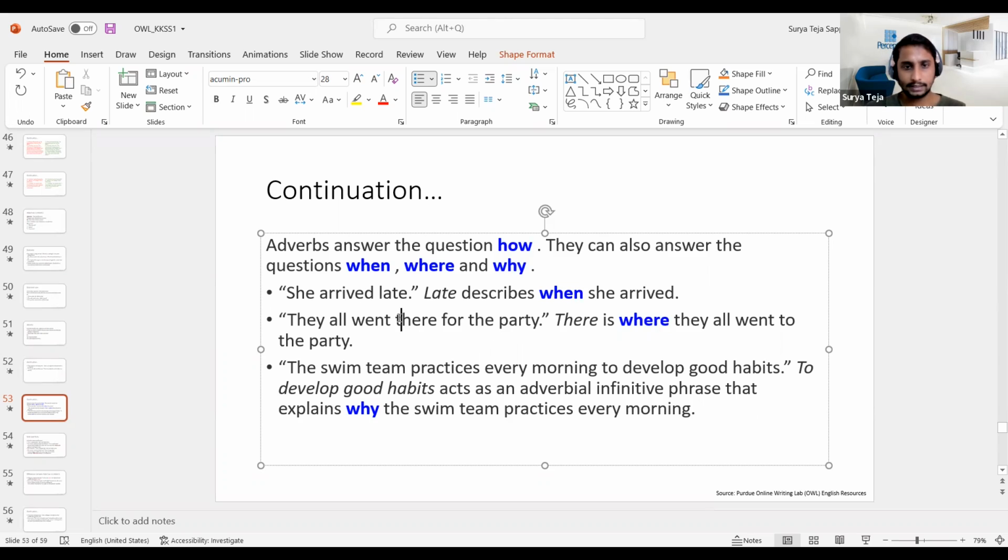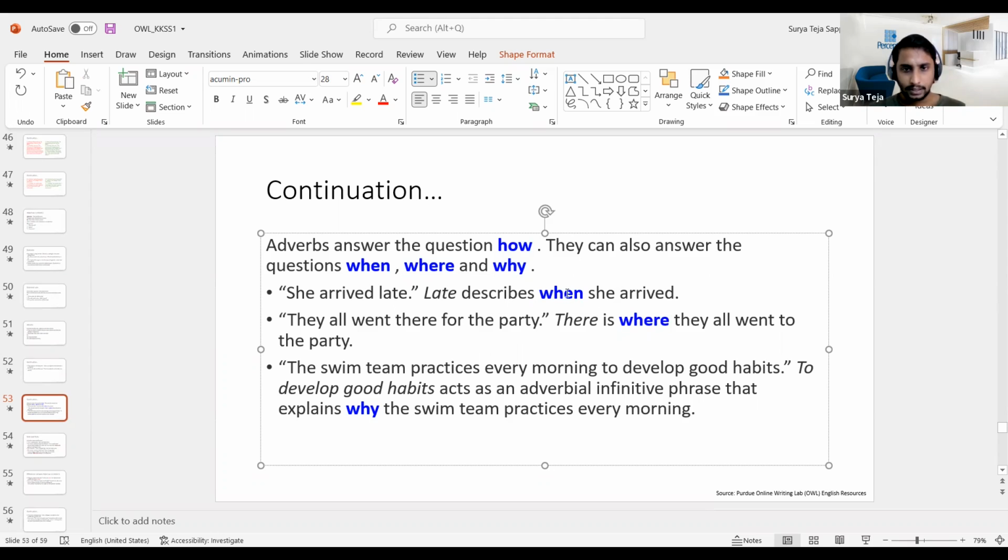So your "there" is actually, see, what is it doing? It is telling about where they went. It is an adverb. It is talking about the verb and is modifying the verb. It is giving us a more detailed sense of where they all went. So here, "there" becomes the adverb.